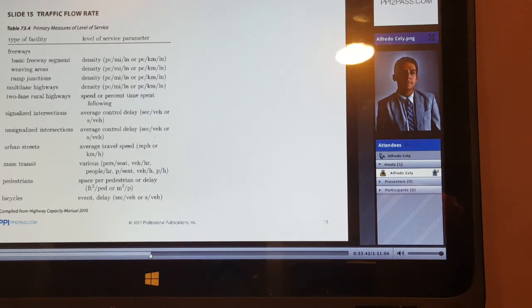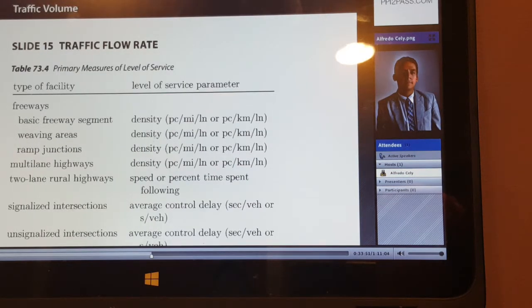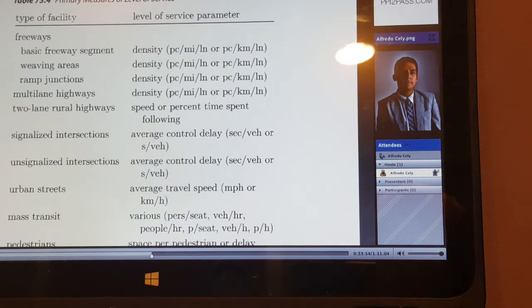Now, this is what our primary measures of level of service are, and this is given in table 73.4 of CERM. For a type of facility that is a freeway or a highway, it's based on the density of the cars, and this is measured in passenger cars per mile per lane. For a basic freeway segment, for where you have weaving areas or ramp junctions, or for multi-lane highways.